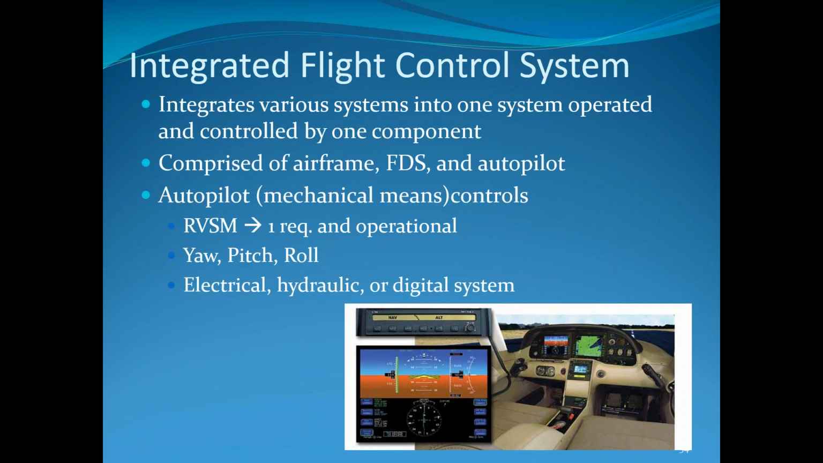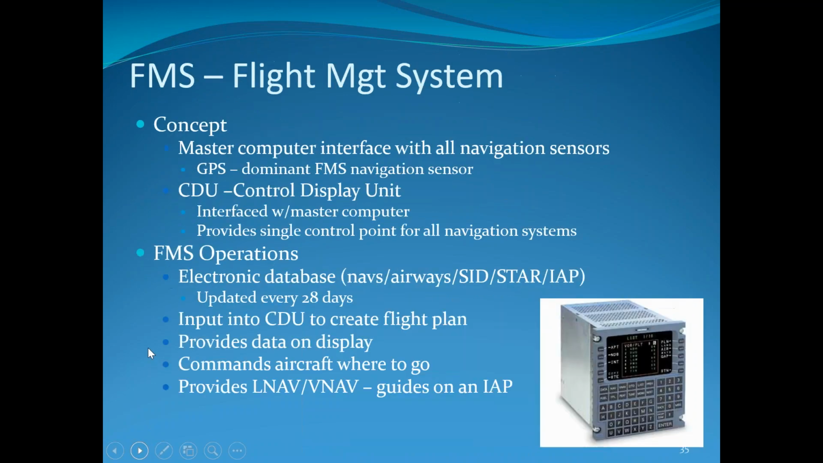So this is kind of the same idea as the last one, where it's basically one system that's combining several systems into one, and it works hand in hand with the autopilot. But going back to the RVSM thing, there's several systems that must be working in order to go into RVSM. Autopilot is one of those systems that must be operational. Otherwise, you can't go above 28,000 feet. You can't enter RVSM airspace. But we'll also review that later as well.